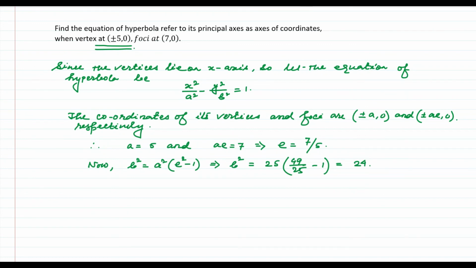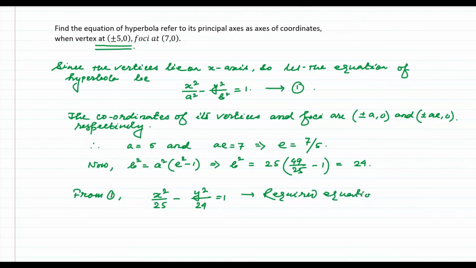Now, if we name the required equation as 1, so from 1 we can say the equation of hyperbola is x square by a square, that is 25, minus y square by b square, that is 24, equals 1, which is the required equation of hyperbola.